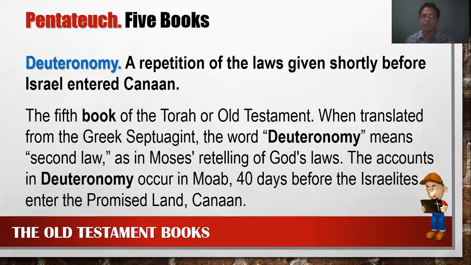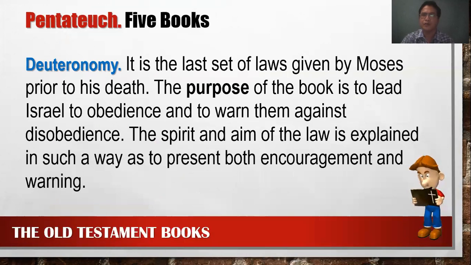Next, the book of Deuteronomy. This book is a repetition of the laws given shortly before Israel entered Canaan. It is the fifth book of the Torah. Translated from the Greek Septuagint, the word Deuteronomy means second law, as in Moses' retelling of God's law. The account in Deuteronomy occurs in Moab 40 days before the Israelites enter the promised land, or Canaan. The purpose of the book is to lead Israel to obedience and to warn them against disobedience.